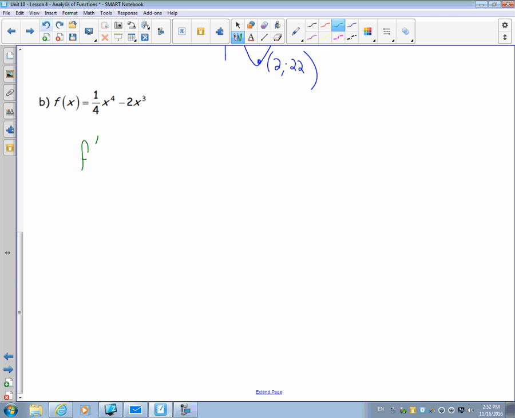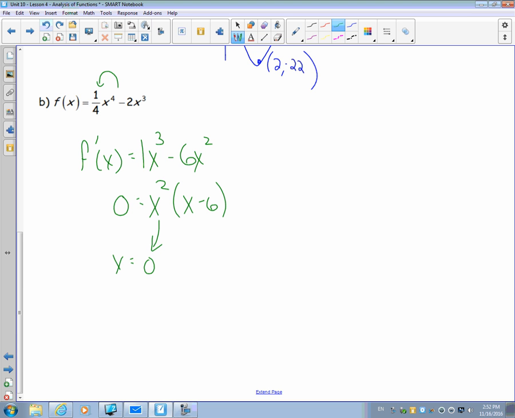Okay, so first derivative, 4 times 1/4 just makes 1. So 1x cubed minus 6x squared. Set it equal to 0 and factor it. So we'll get x squared times x minus 6. We've got zeros at 0 and 6. Okay, second derivative. We get 3x squared minus 12x.